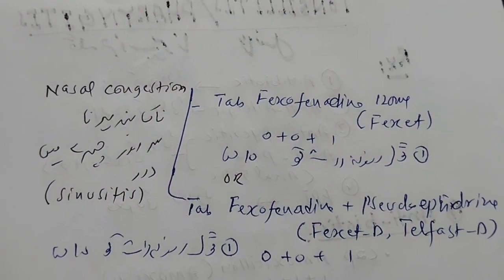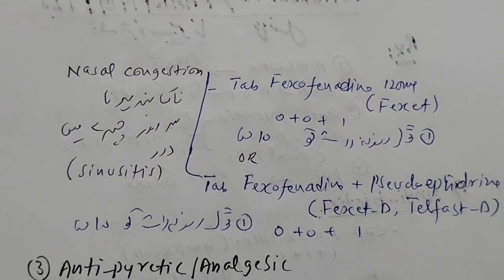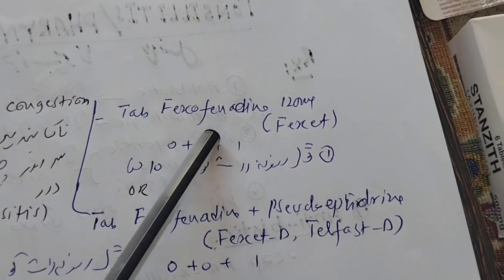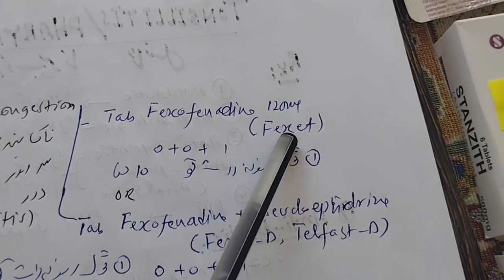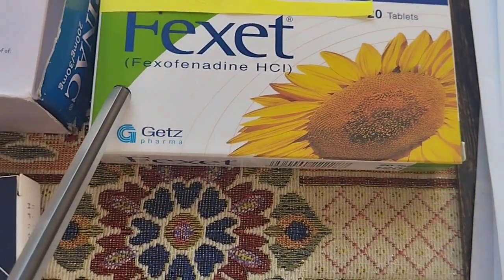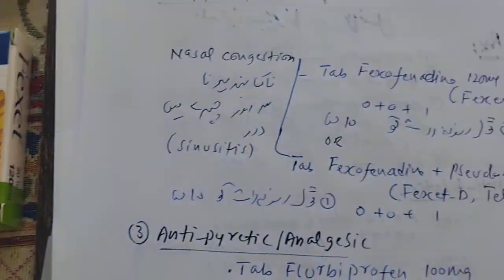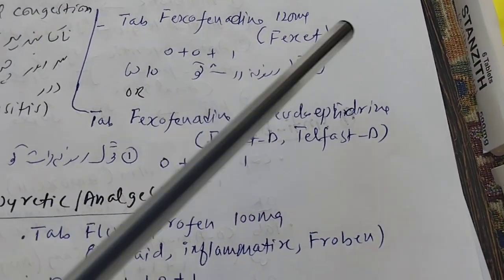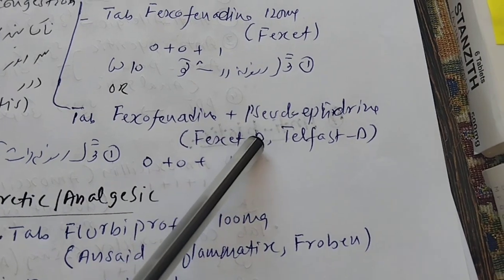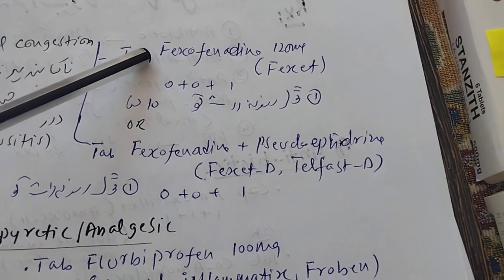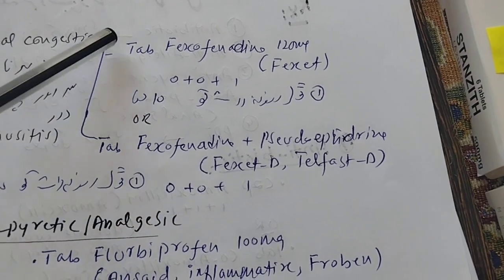Under the anti-allergic, if the patient has nasal congestion, with pain in the head and face like sinusitis features, you should give fexofenadine, which comes under the brand name Fixit, one tablet at night. So this is fexofenadine, which we can give for nasal congestion. Or we can also prescribe fexofenadine plus pseudoephedrine, which comes under the names Fixit D and Telfast D, once daily at night. So give either Fixit or Fixit D, one of them.